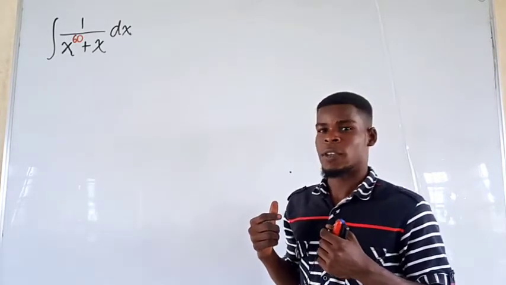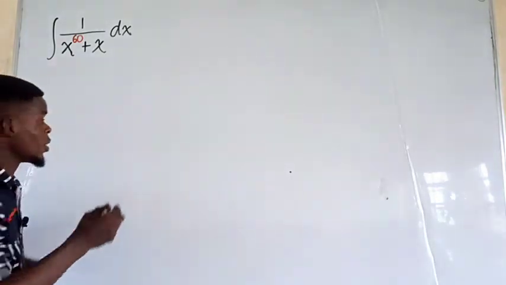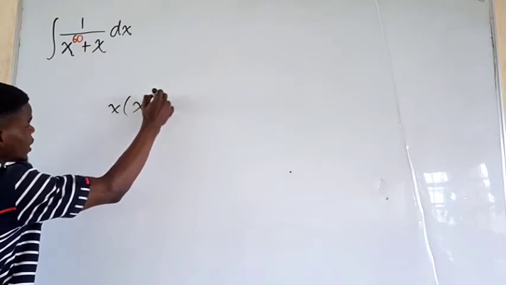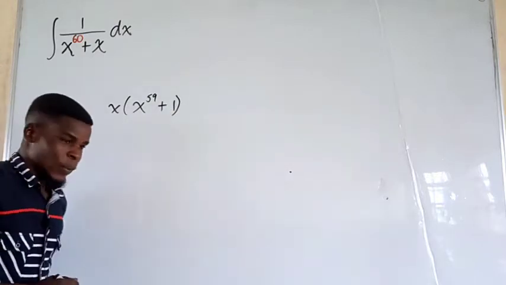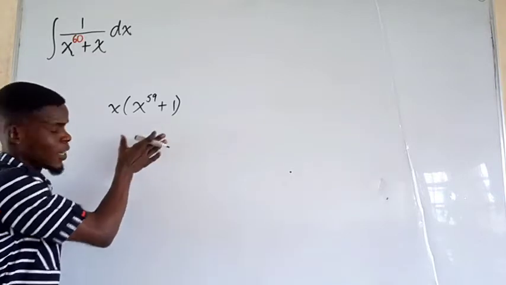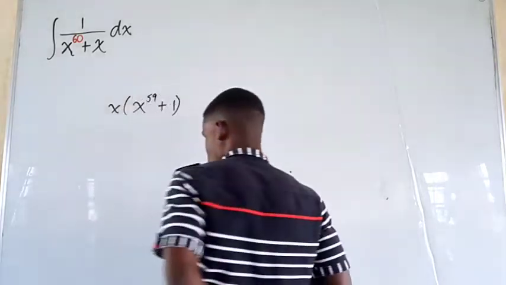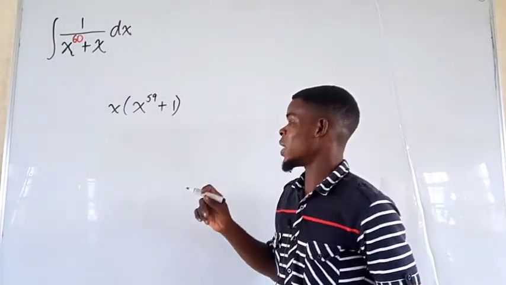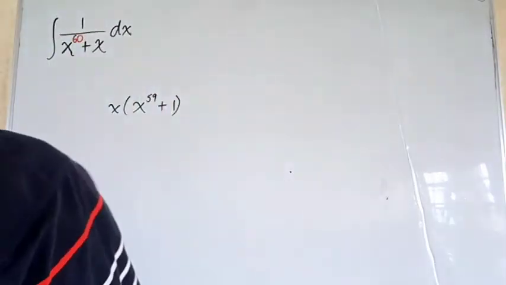Well, if you try to factor out x, in the denominator you'll have x out, then this will just be x raised to the power of 59 plus 1. Well, we can go ahead and factor this, right? But how many factors are we expected to have? This is going to be very lengthy, and we are not going to approach it this way, alright? In fact, let's not do this. Let me just clean it off. We will not finish today.